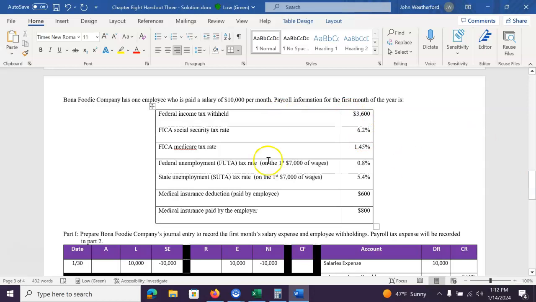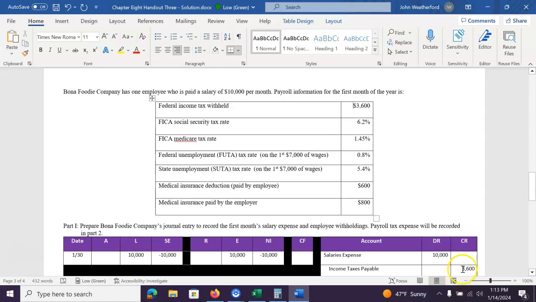You guys, you might have noticed here, there's no state income tax withheld. Well, some states don't have state income tax. Our neighbor to the west, Tennessee, does not have state income tax. So some of these things can vary state to state. But we'll credit income taxes payable for the $3,600. You might want to even call that employees' income tax payable, so we know that it's what was withheld from the employee's checks and not what the employer owes based on their taxable income.